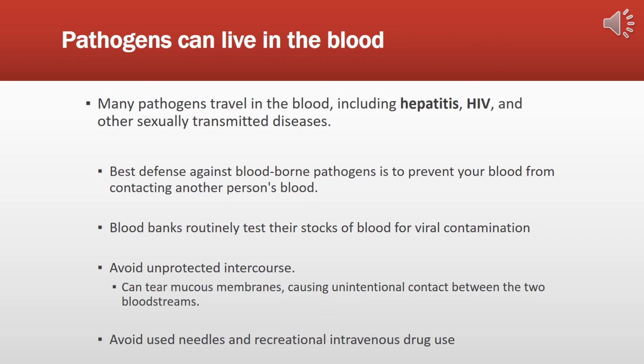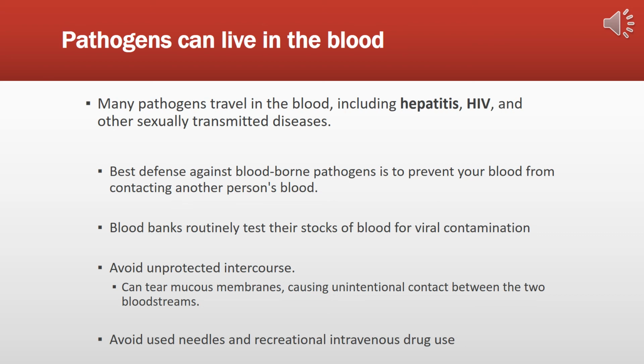There are, of course, many other types of blood disease because pathogens can live in the blood. Many pathogens are capable of traveling within the blood, and these include hepatitis, HIV, and some other sexually transmitted diseases, which we'll talk about in more detail later. Our best defense against bloodborne pathogens is to prevent cross-contamination with someone else's blood, so just avoid contact with another person's blood. Blood banks routinely test their stocks of blood for viral contamination because we obviously don't want to transmit these diseases any more than they have already been transmitted.